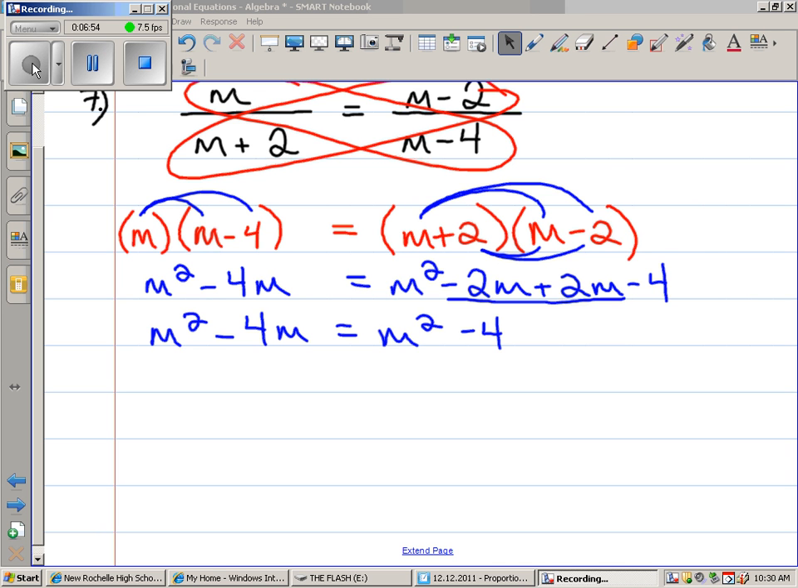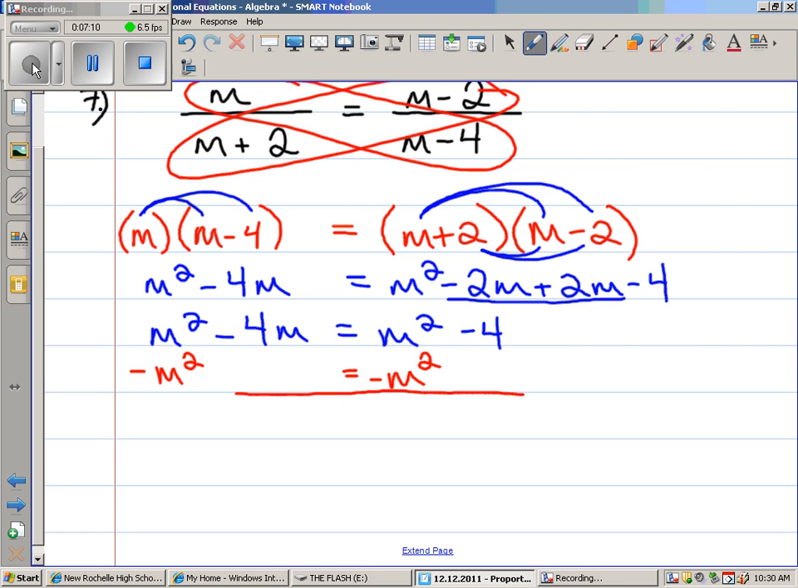Yes. What's up? We are subtracting, because they're on opposite sides of an equal sign. The same. Boom. Watch. Look what takes place.